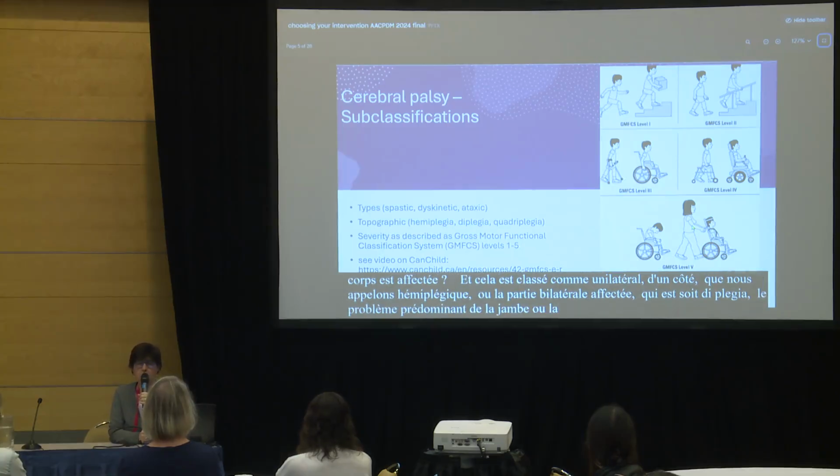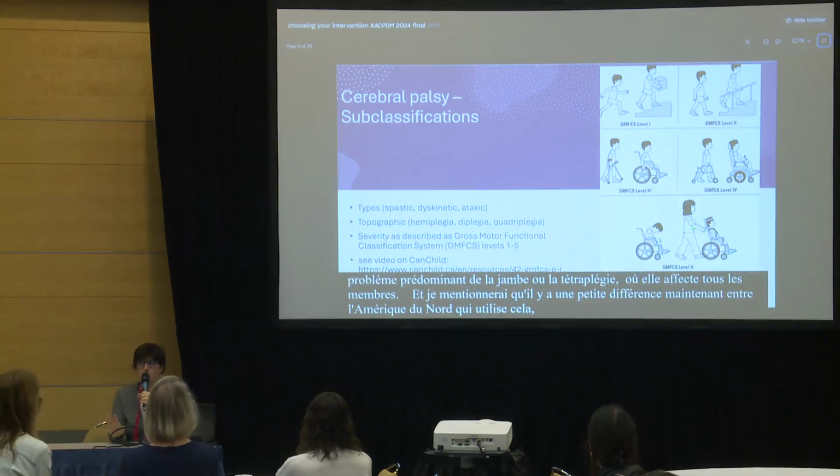And I will mention there's a bit of a difference now between North America that uses this separation between diplegia and quadriplegia. When you read literature from Europe, you will be more coming across the unilateral and the bilateral.